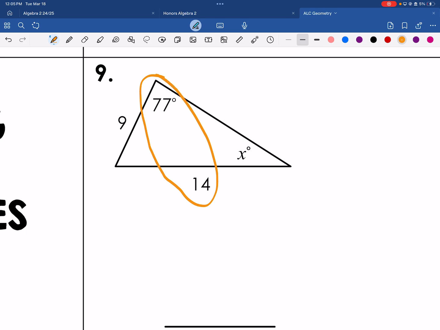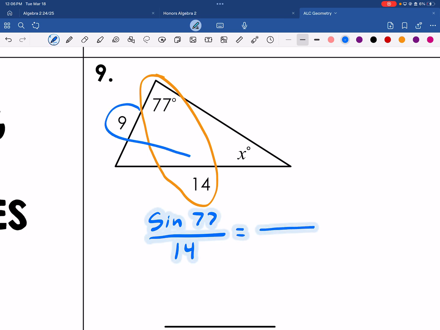All right, so if we look at this one, here's the ratio that I know. I'm still going to use it. So we're still going to go the sine of 77 over 14. That's still the same. But now, when I set up this second ratio, I know the length of the side is 9. So this top now is going to be the sine of x. Setting it up makes sense.